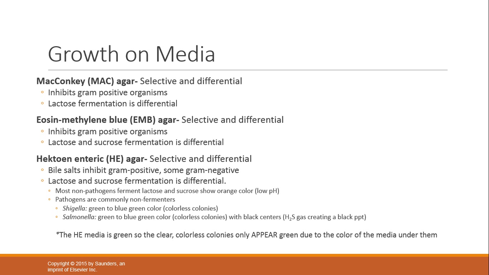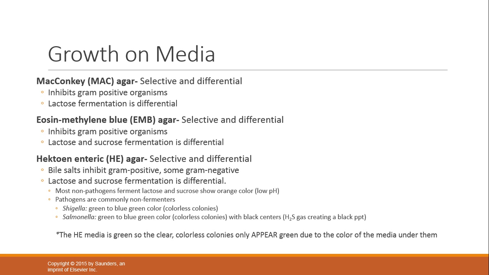Whereas most of your non-pathogens are able to ferment the sugars in the media, so they'll appear a certain kind of color. So if they ferment lactose and sucrose, they'll appear an orange color. Whereas if they don't ferment, they're described as having a blue-green color, but they're actually colorless because the agar itself is blue-green. That makes sense?